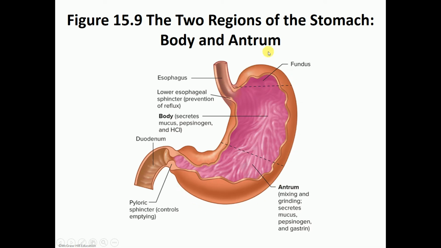The stomach is made out of different parts. There's the fundus, which is the upper dome. There is the body of the stomach, and this part is responsible for secretion of mucus, pepsinogen, and hydrochloric acid. And then there's the antrum, which is the lowermost part of the stomach that is really responsible for a lot of the motility and mixing that happens within the stomach. It also secretes mucus and pepsinogen, but in addition to those, it secretes gastrin.